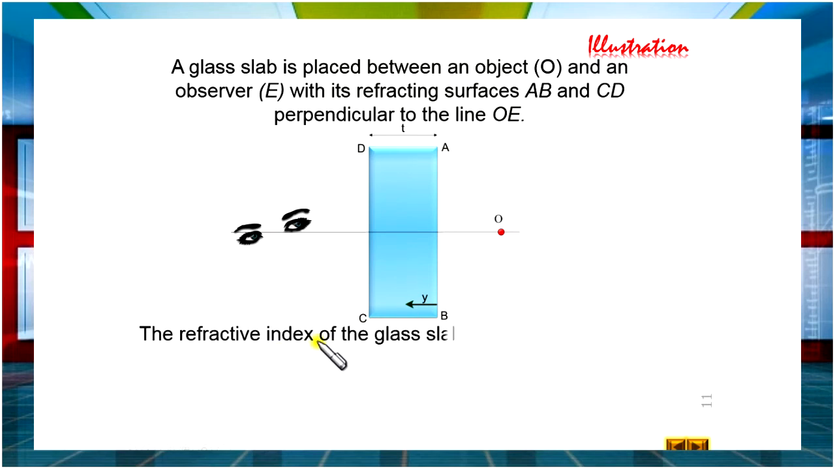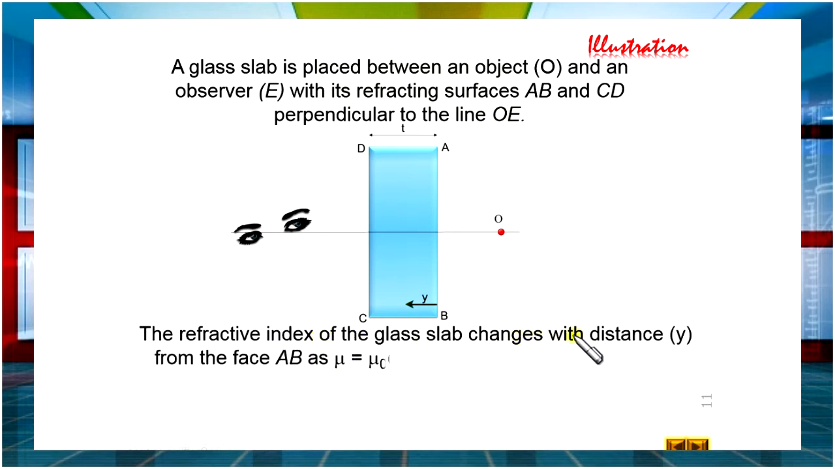The refractive index of the glass slab changes with the distance y from the face AB. That means the refractive index of the glass slab is not constant. It is changing with the distance y. Y is measured from the right surface of the slab. And the variation is given by the equation mu equals mu naught times (1 plus y). Y is the distance measured from the right face. Thickness of the slab is T. This thickness is T.